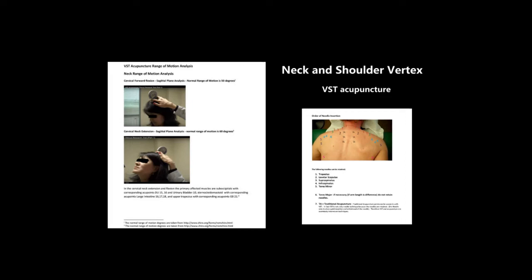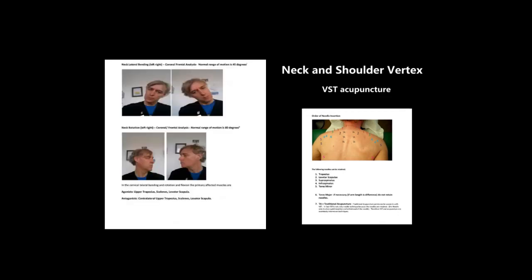Now, we would find restriction with the trapezius and levator scapula, especially on forward flexion. So we would be doing trigger point releasing techniques on the trapezius and the levator scapula muscles. Next is lateral bending to the left and right. This is also coronal frontal analysis. The normal range of motion of lateral bending is 45 degrees, and then neck rotation to the left and the right, another coronal frontal analysis. Normal range of motion is 80 degrees.